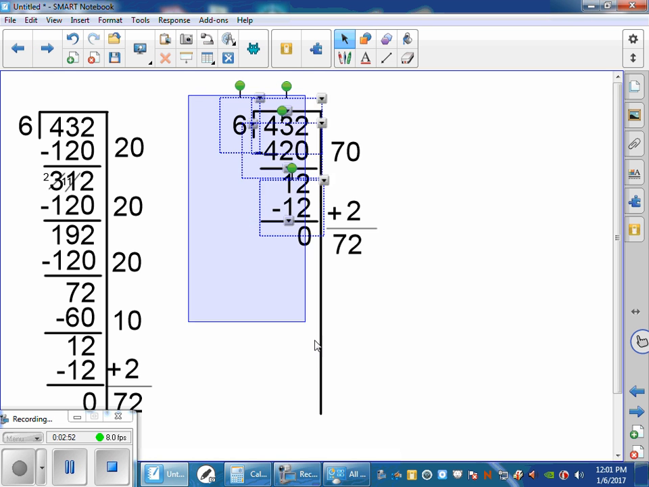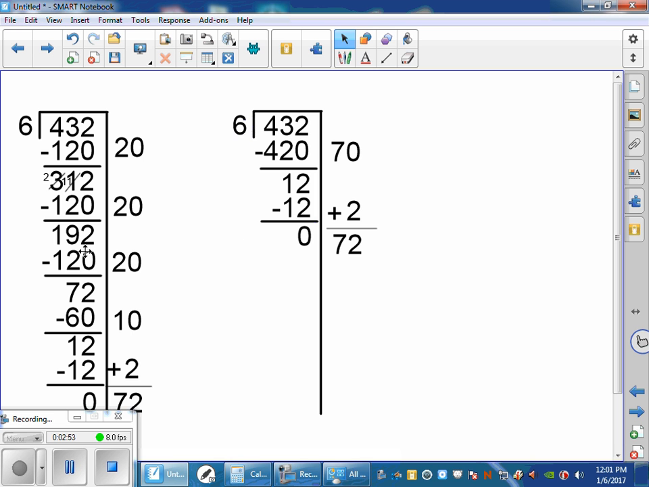As you can see, much less work than taking out little chunks at a time. That's why we didn't start with 10s or 5s or 1s. We tried to start with a larger number like 20, something that we knew. So that is partial quotients.